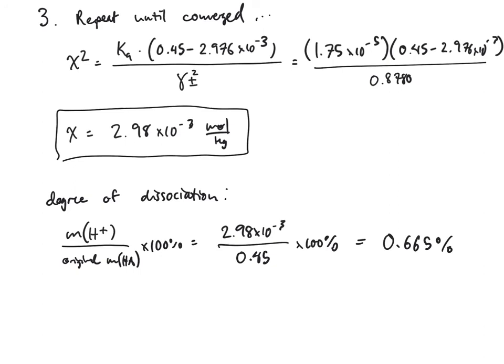Now, I remember learning about weak acids in general chemistry, and I remember wondering, well, what percentage of the weak acids are dissociating in solution? And here's your answer. It looks like, at least for acetic acid, it's less than 1%.